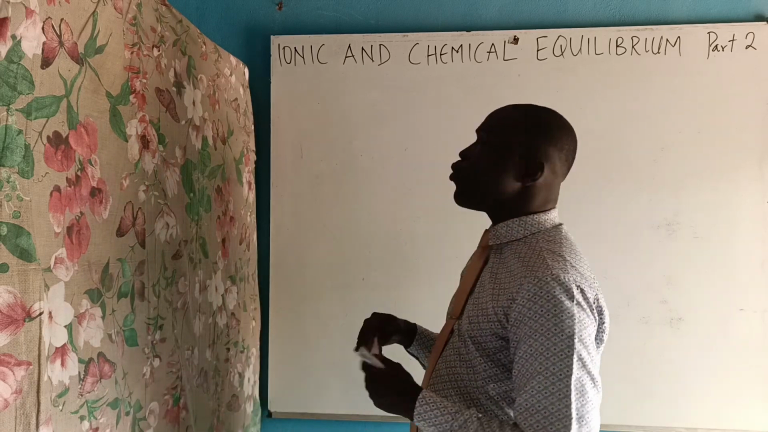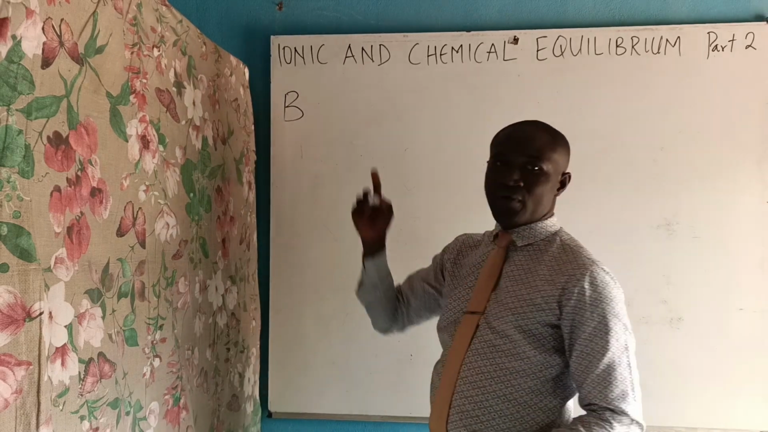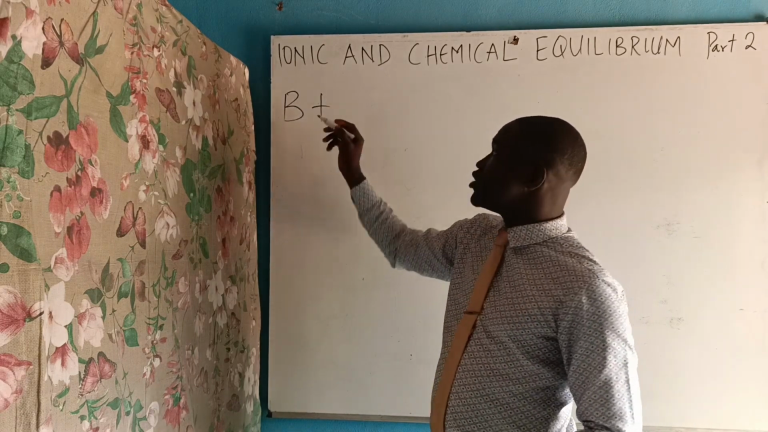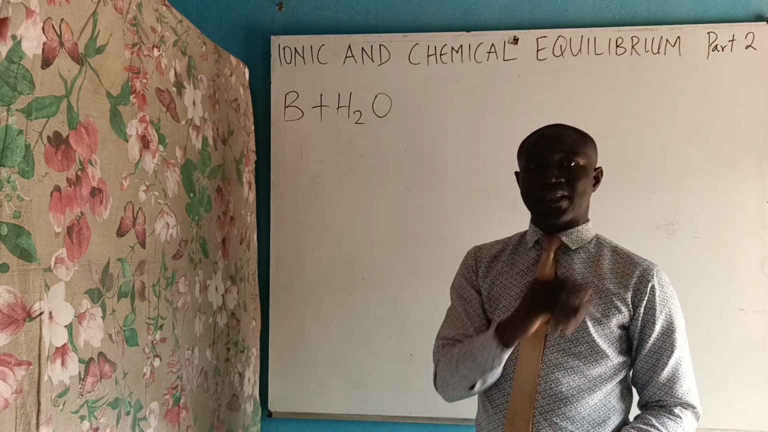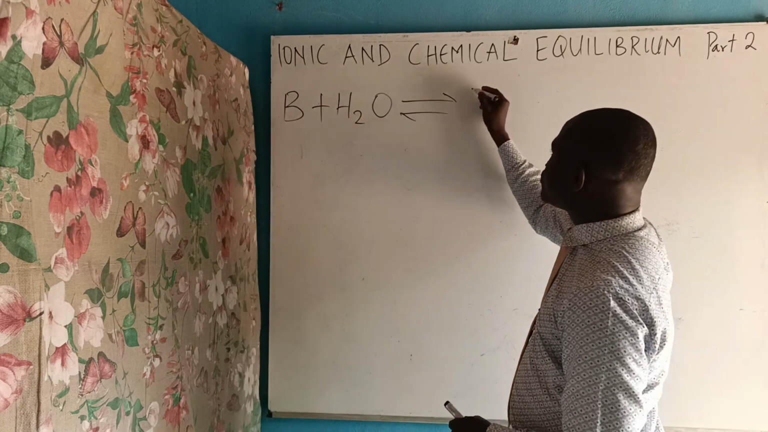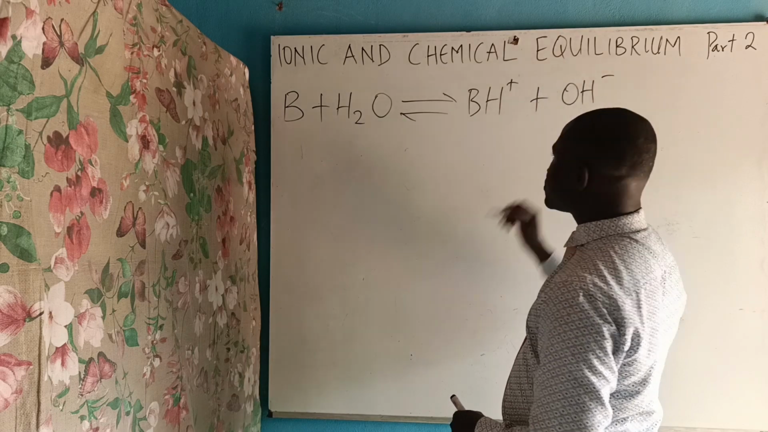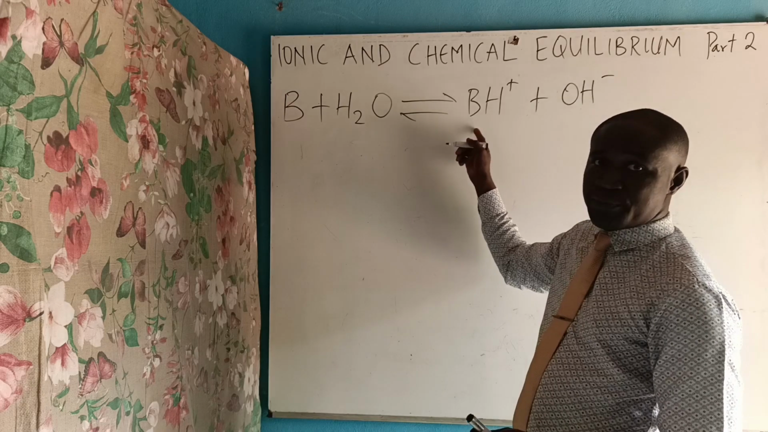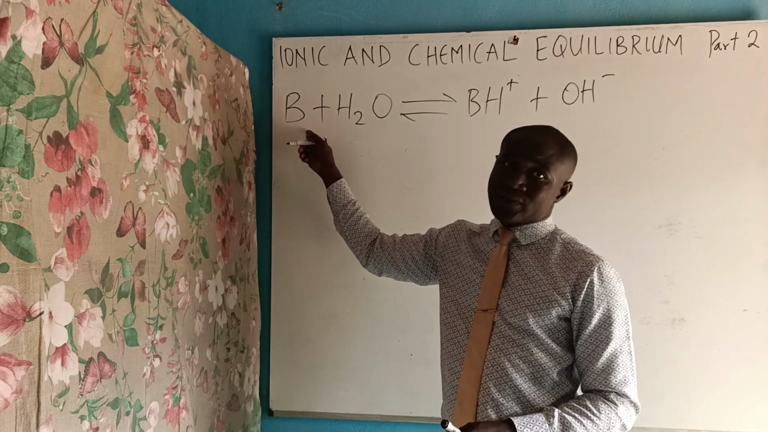Let's discuss what happens to a weak base in full. A weak base can be represented with B, from the word base. When it is dissolved in water, dissociation or ionization will take place. It will dissociate into these two species. These are the ionized part, while the one that remains is called the unionized part.